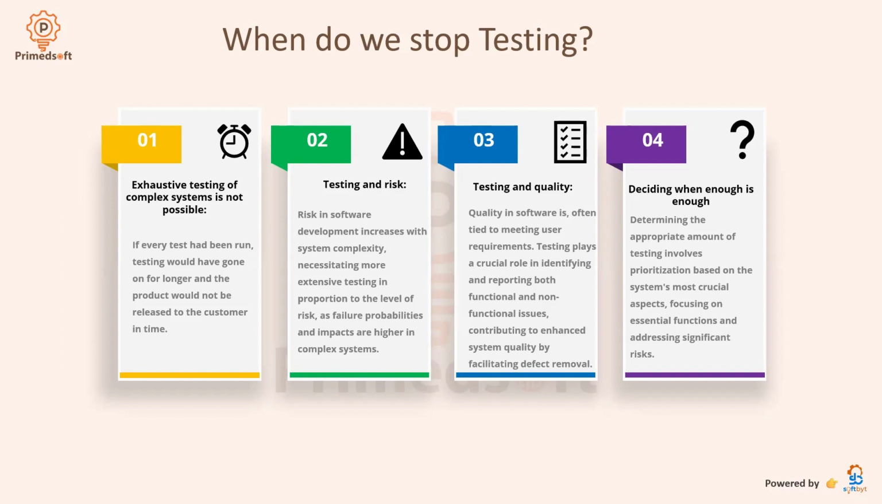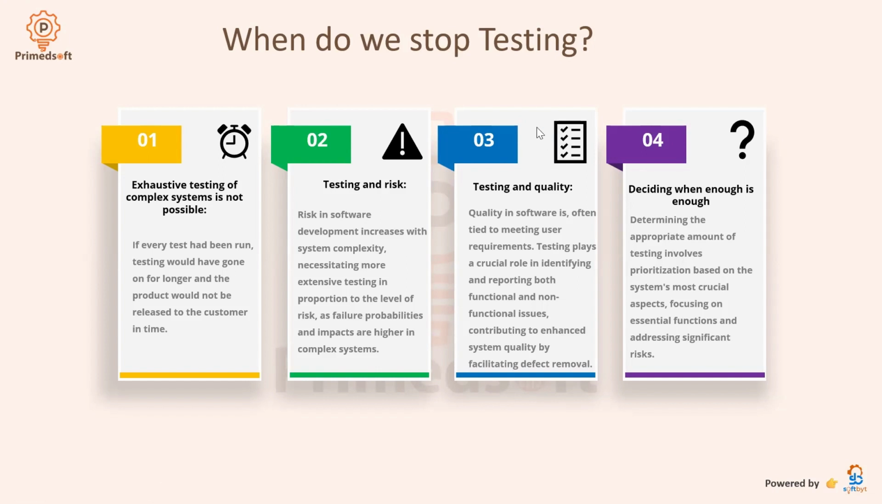The next one is testing and quality. Quality in software is often tied to meeting user requirements. So you cannot generalize the quality of a particular website. It ties to the requirements, and that's why you test against the requirements. Testing plays a crucial role in identifying and reporting both functional and non-functional issues, contributing to enhanced system quality by facilitating defect removal.